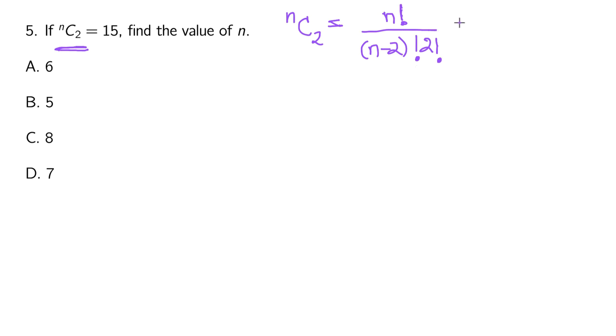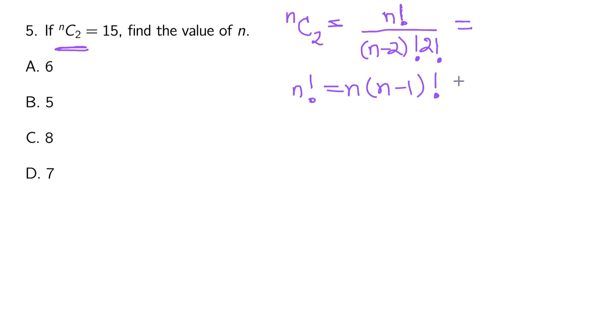It's not the only way to solve this problem. Another way to solve this problem is to use Pascal's triangle, and we'll come to that, but let's first use this formula to see what we get. So n factorial over n minus 2 factorial times 2 factorial. How do we simplify that? The idea is that n factorial can be written as n times n minus 1 factorial. Any factorial can be written this way.